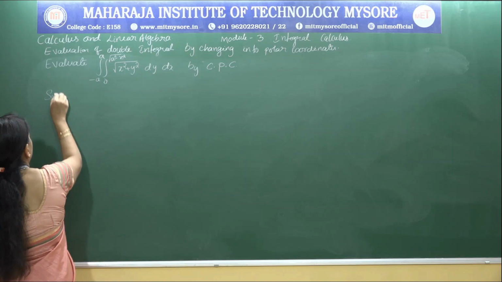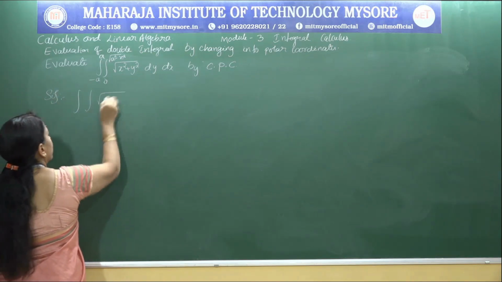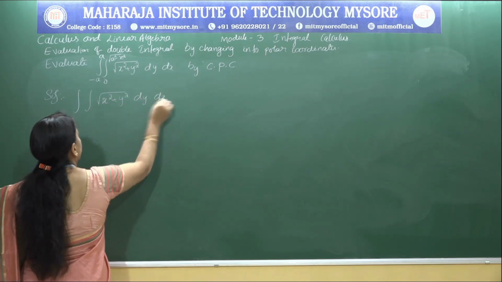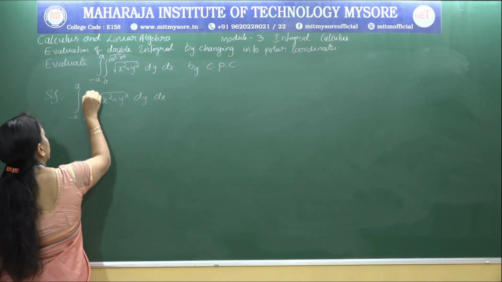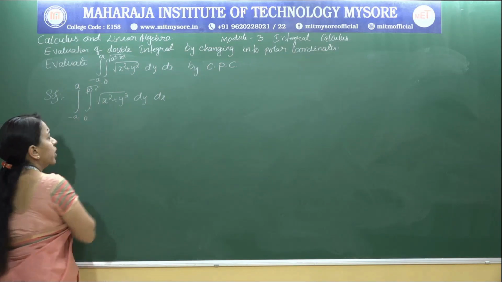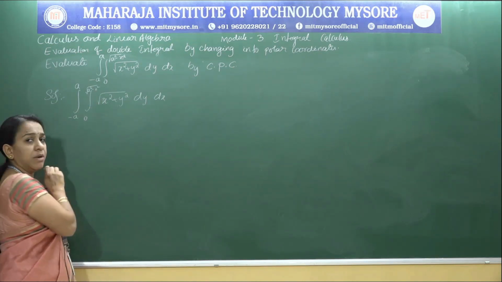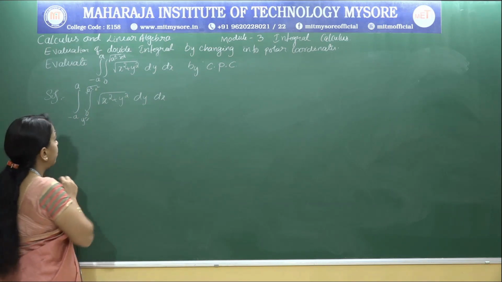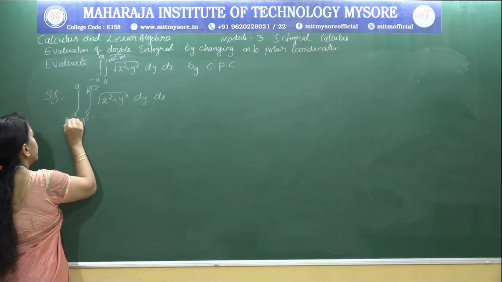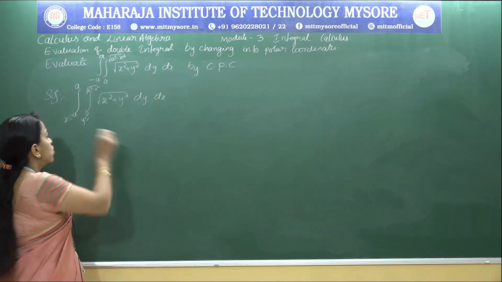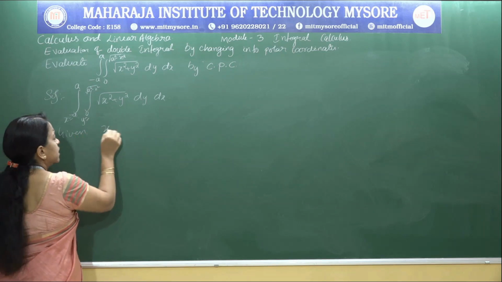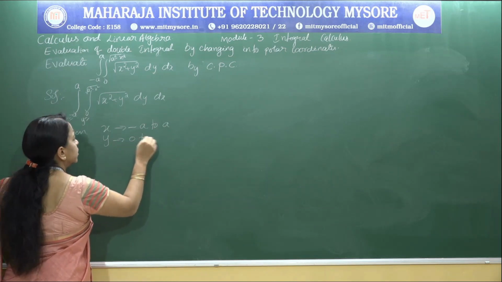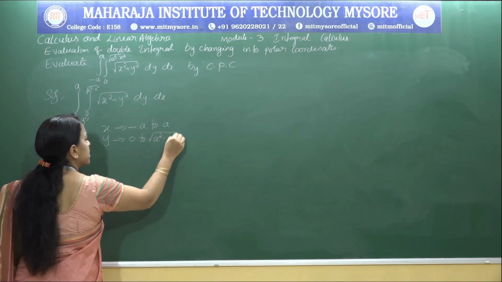So consider the given double integral of root of x square plus y square dy dx between the limits minus a to a and 0 to root of a square minus x square. Since I have x in the limit place, of course this should be the limit of y varying from 0 to root of a square minus x square, and then x varies from minus a to a. So the given limits are x varies from minus a to a and y varies from 0 to root of a square minus x square.